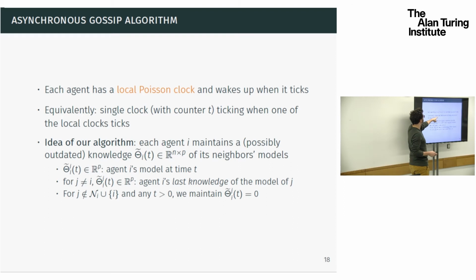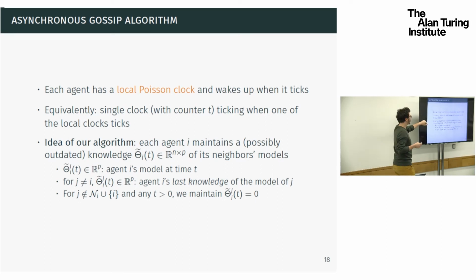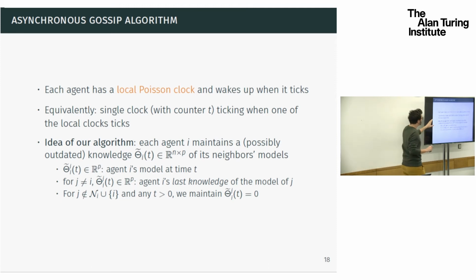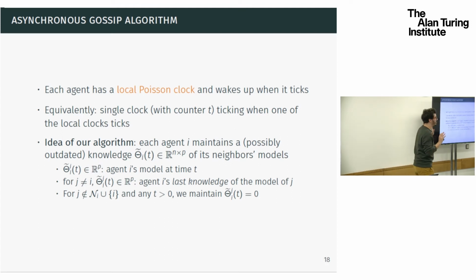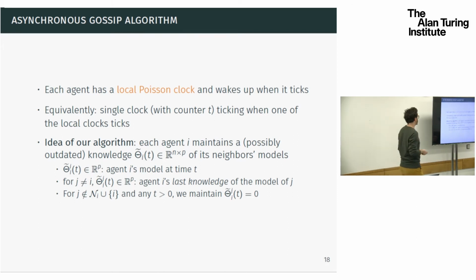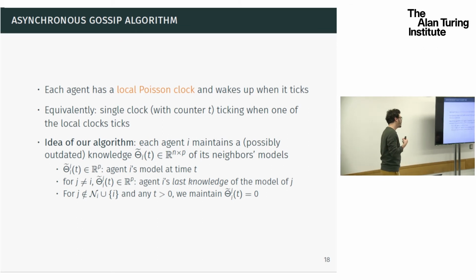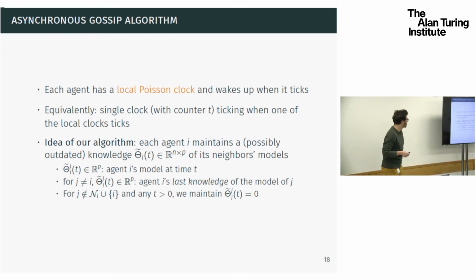We're going to assume that there's a global counter T that ticks when one of the local clocks ticks. Of course, I'm not going to assume this is known by the agents, because that violates the fully decentralized setting that I mentioned. This is just to spell out the algorithm in a nicer way. T is unknown to the agents, and they don't need it to run the algorithm. What we're going to do is maintain some outdated knowledge about neighbors. The algorithm assumes that each agent keeps locally in memory its own model and its last knowledge of each of its neighbors' models, which is potentially outdated.